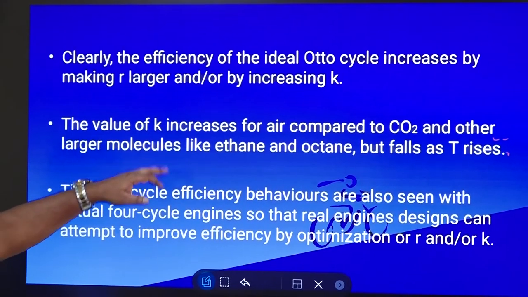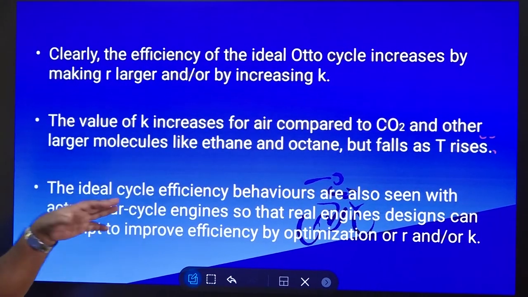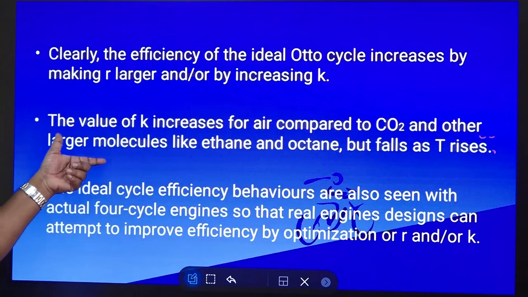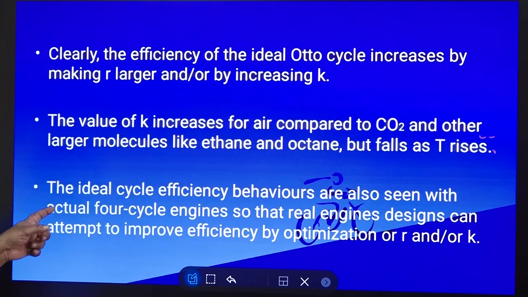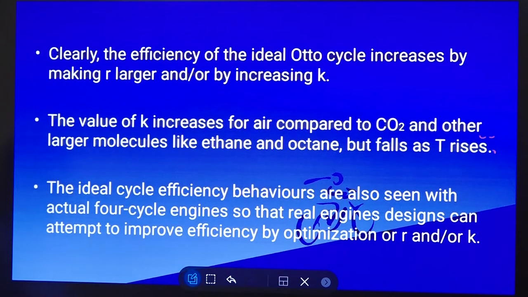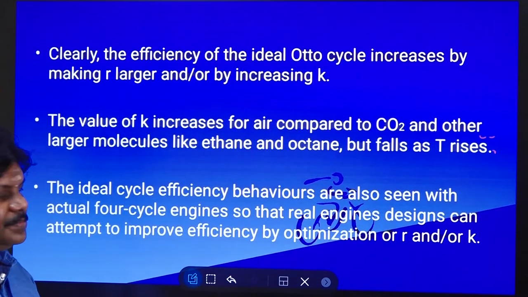And the next one is the value of k increases for air compared to CO2 and other larger molecules like ethane and octane, but falls as T rises. Okay, so their properties are entirely different. So this is a statement, so you have to remember this statement. And the ideal cycle efficiency behaviors are also seen with actual four stroke engines, so that the real engine design can attempt to improve the efficiency by optimizing the value of r or k. So in real, ideal and real are entirely different with this. So optimizing the value of r and k has to be carried out.